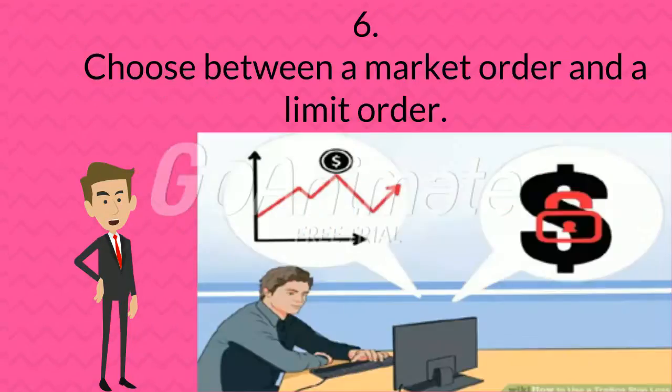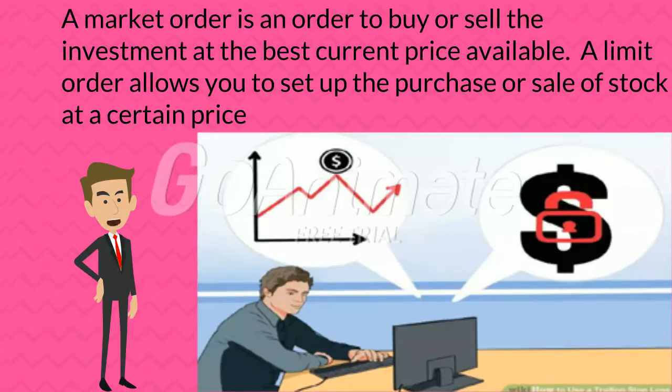6. Choose between a market order and a limit order. A market order is an order to buy or sell the investment at the best current price available. A limit order allows you to set up the purchase or sale of stock at a certain price. Once you reach the stop price that you've specified in your trailing stop-loss order, you can put through a market or limit order. This means that you will sell your stock.